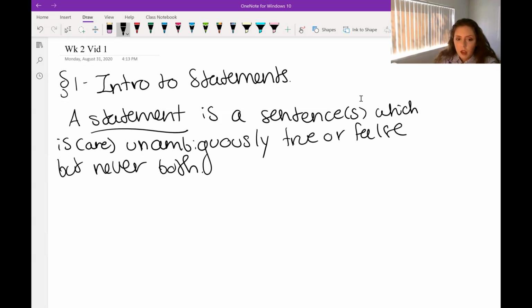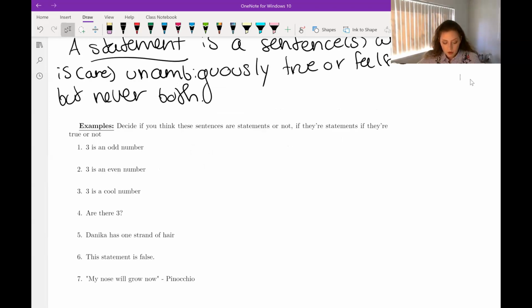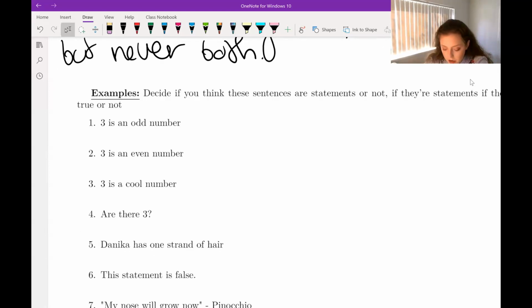Okay? So I'm going to pull up a couple of examples with some movie magic. Okay, so here are some examples. Decide if you think these sentences are statements or not. And if they are statements, whether they're true or not. So this is where you would pause the video, try it on your own. 3 is an odd number. So that's a statement, and that is true.